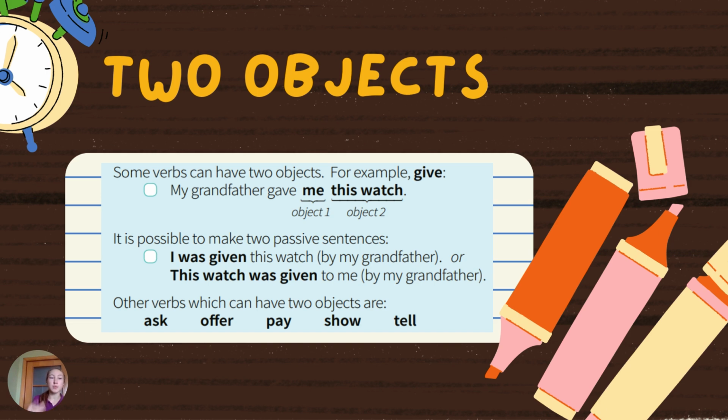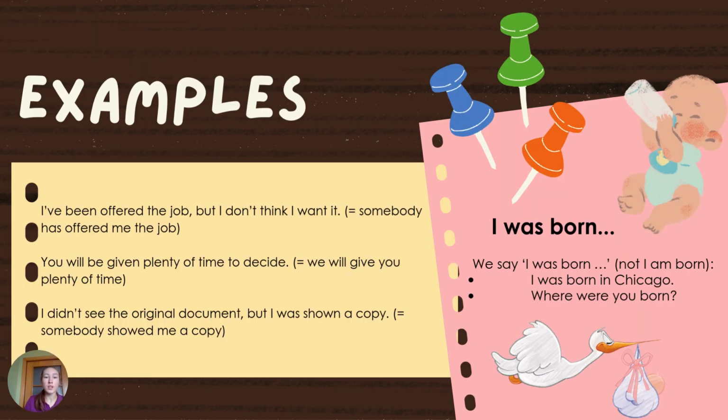One more time, it is in brackets because it is not that important. Or this watch was given to me by my grandfather, for example. Other verbs that can have two objects are ask, offer, pay, show, and tell, for example. So here are some examples.